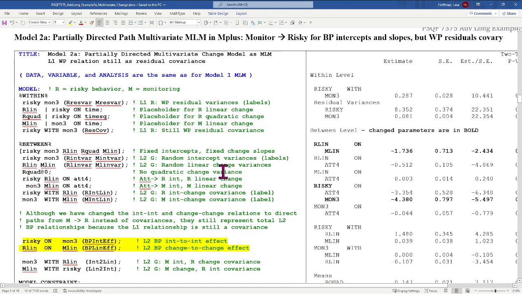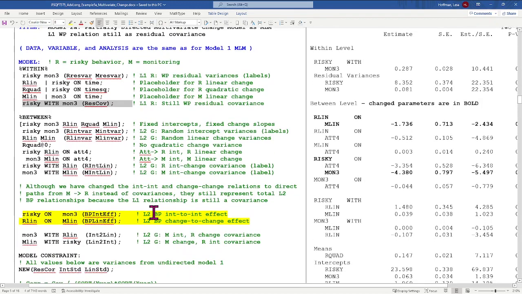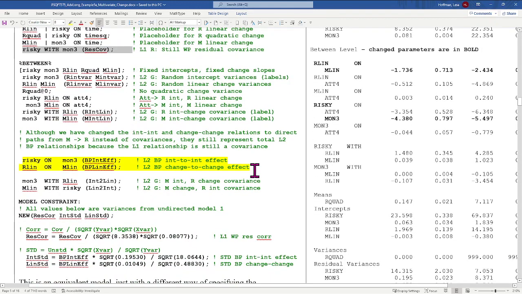So I can have covariances between them, I can have directed arrows which create fixed effects, I can have whatever I like. So the things that have changed between models, which I'm doing for pedagogical demonstration purposes, are highlighted in yellow here. So model 2A leaves the level 1 relationship between the outcomes as a covariance, but it changes 2 of the level 2 associations from covariances into directed slopes. So I've replaced the with this on here, and I've changed the labels accordingly to convey what they mean.